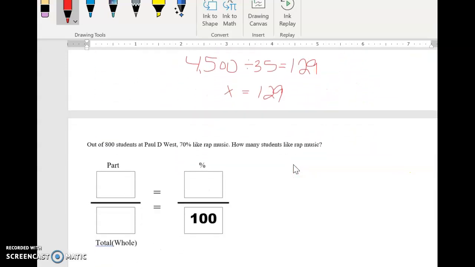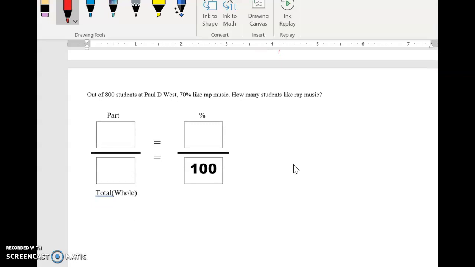All right, so now what I'm going to do here is I want you to pause the video, work this one out, and then see if what you got is the same thing that I got. So pause it, and then work it out, and then hit play and see if you got what I got.